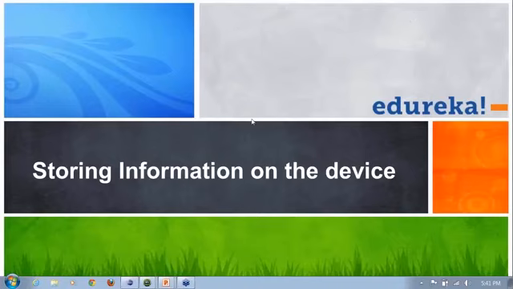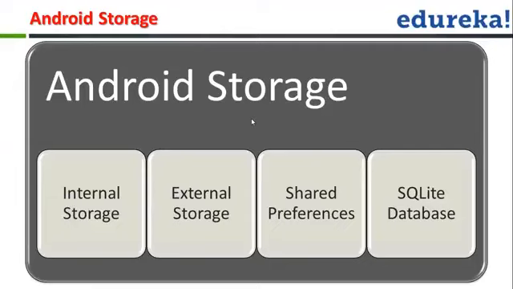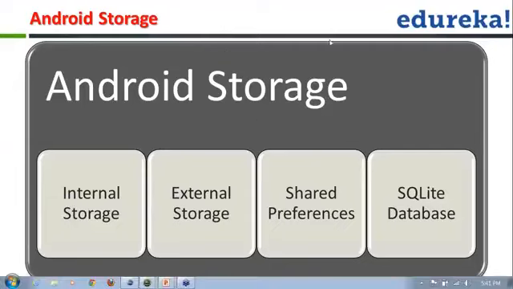So we'll cover them up today. What are the various ways of storing information onto the device? If you all remember, the Android storage comes up in 4 segments. One is the internal storage, then the other one is the external storage, then we have the shared preferences, and finally we have the SQLite databases.